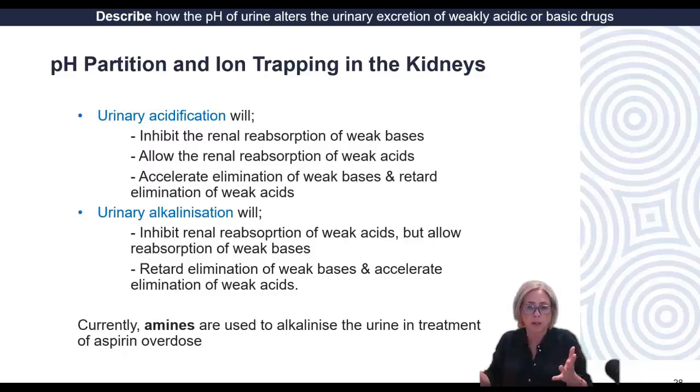Now, why am I talking about this at all? Well, let's say you have a child who opens the medicine cupboard and overdoses on aspirin. Currently, amines are used to alkalinize, that's a really hard word to say, the urine in the treatment of aspirin overdose. Because again, making the urine more alkaline will make more of the aspirin ionize and therefore be removed from the body more quickly.